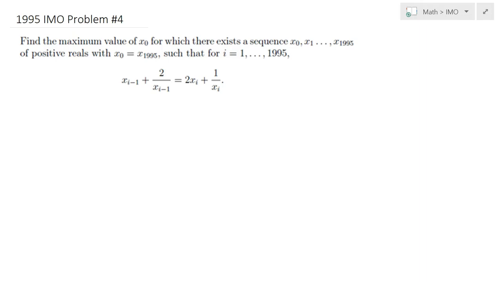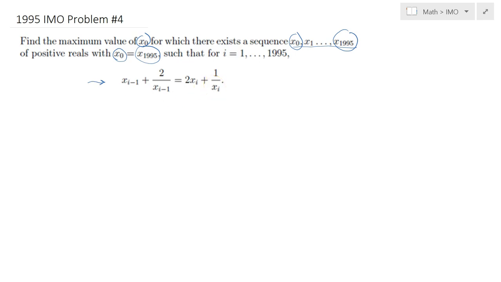Hello everybody, in this lecture we will be solving 1995 IMO problem number 4. Here is a view of this problem. We would like to find the maximum value of x sub 0 for which there exists a sequence of real numbers with the following conditions: x sub 0, the initial starting point, and x sub 1995 are equal to each other, and furthermore each subsequent term is defined recursively by this relationship.